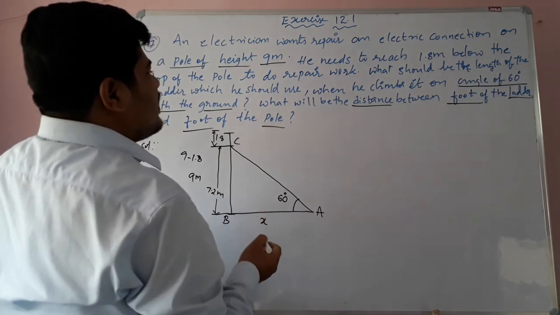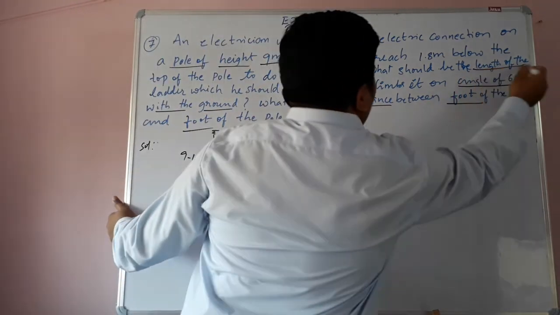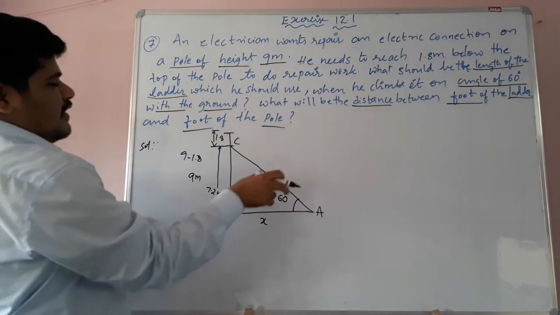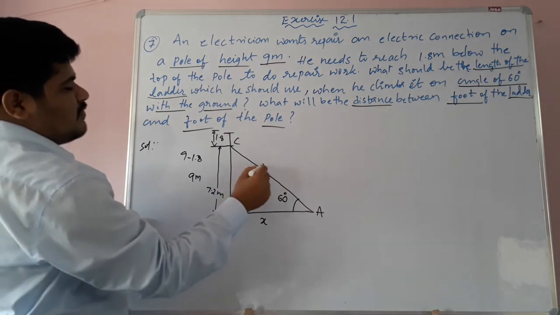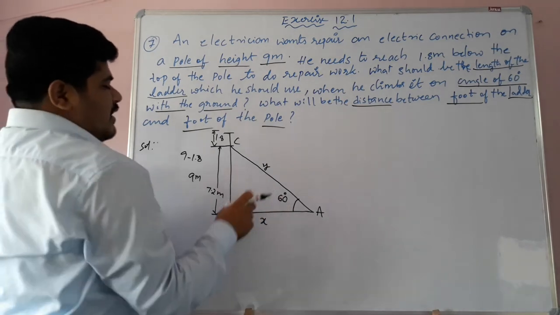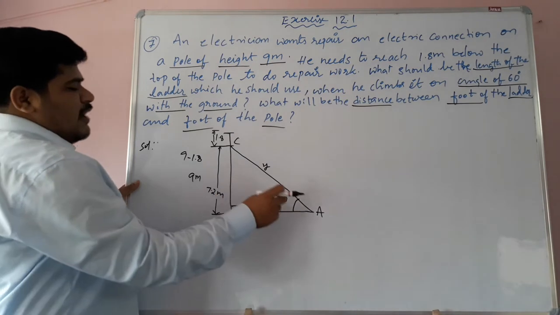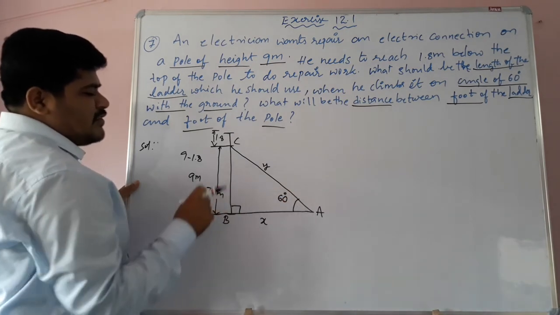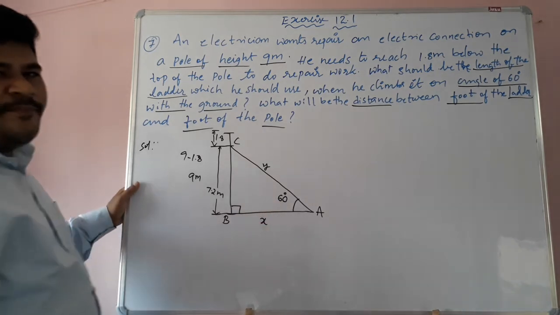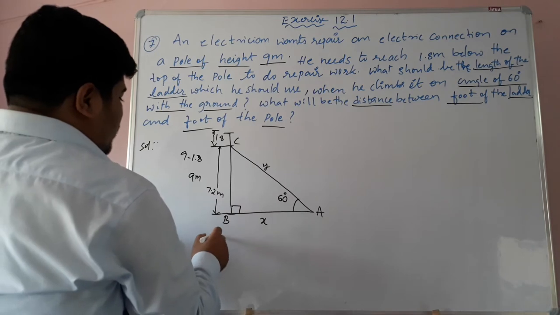And also they are asking the length of the ladder. This is the ladder, no? Let the length of the ladder be y. So students, from the same triangle we need to find the value of x and the value of y. So with respect to 60 degrees, we have the opposite side, and we need to find the hypotenuse and adjacent side. Fine.